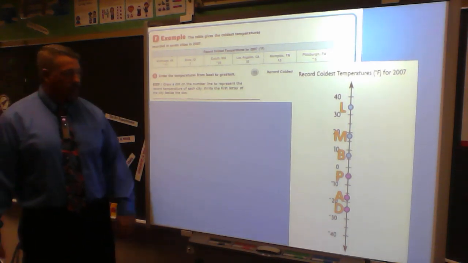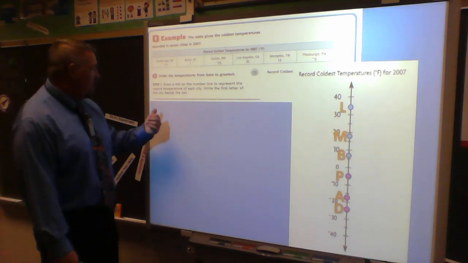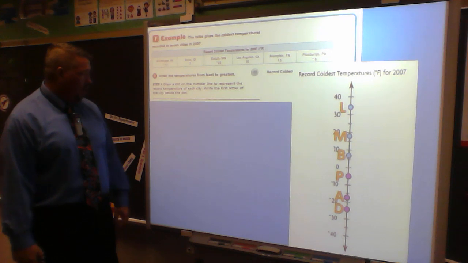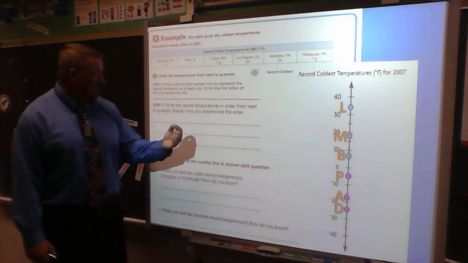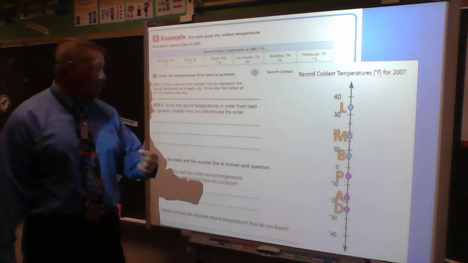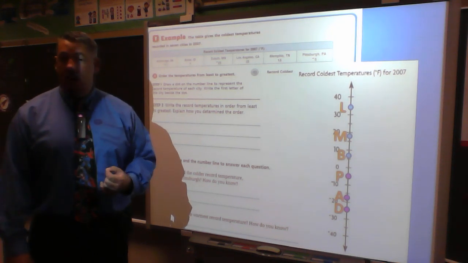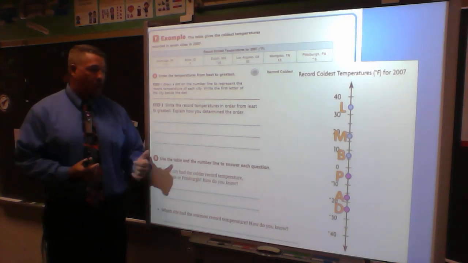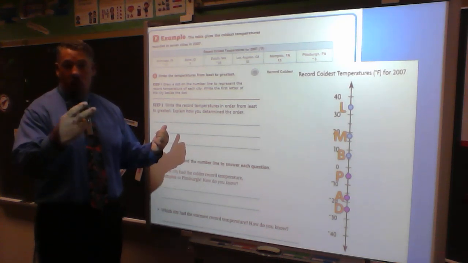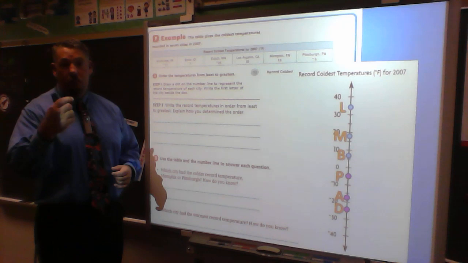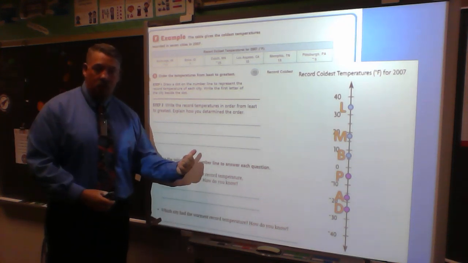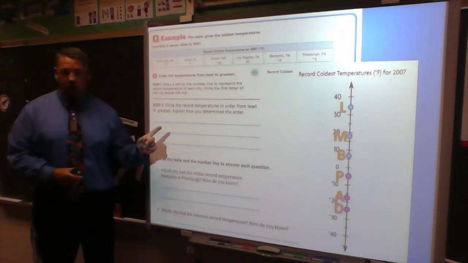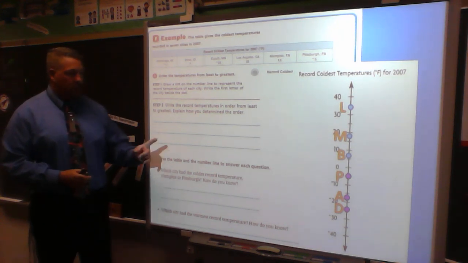Now that I have those, I look at this and it says to write the cities in order, right? Sorry, I didn't put it up there. Write the cities in order from least to greatest. Is that what it says? It doesn't. What ends up happening a lot on our story problems is we end up putting numbers when it says people or names or items, or we put people, names, or items when it says numbers. So I have to make sure that I read what it says. And this says to write the temperatures in order from least to greatest.